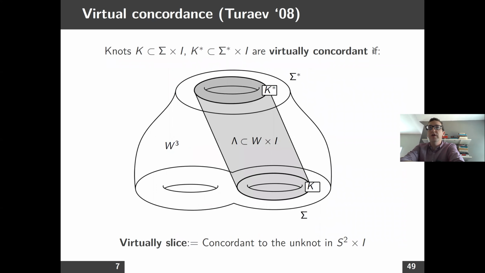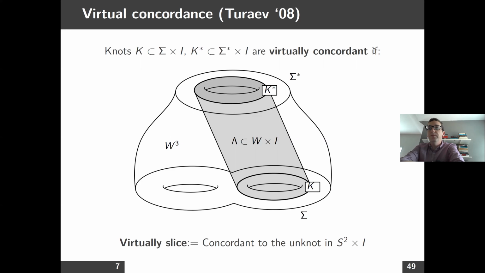Okay, so what is virtual concordance? This definition was given by Turaev in 2008, and it's defined for knots in thickened surfaces. So if K is in sigma times I and K star is in sigma star times I, we say they're virtually concordant if there's a 3-manifold W whose boundary is sigma union sigma star, and K and K star co-bound a properly and smoothly embedded annulus in W times I. Here the annulus is denoted by lambda.